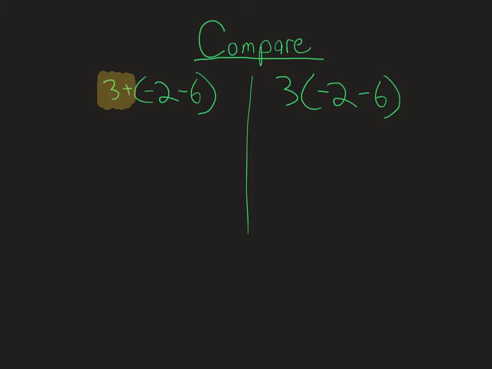This is 3 plus the quantity in the parentheses. This is 3 right up against the parentheses. What is the difference between those two things? Okay, in the first problem, negative 2 minus 6, again, we'll rewrite that as addition. Now it's two groups of bad guy, negative 8. And 3 plus negative 8.